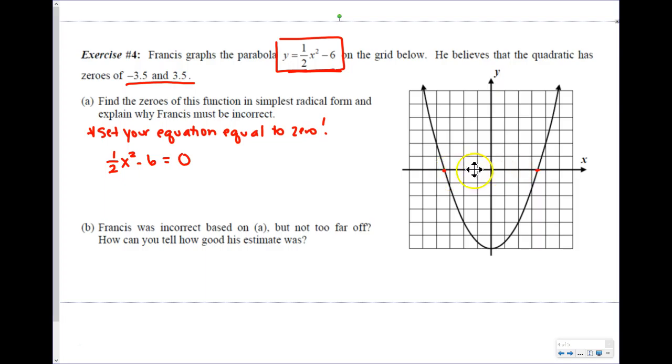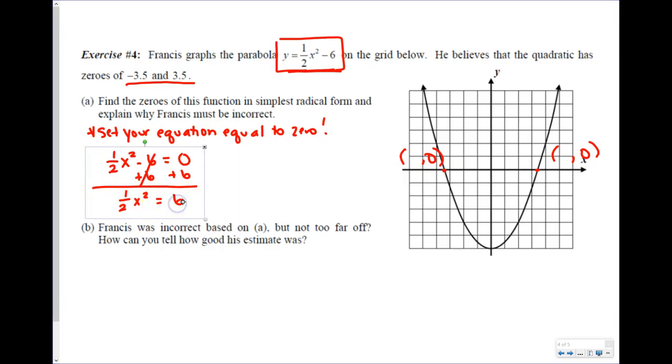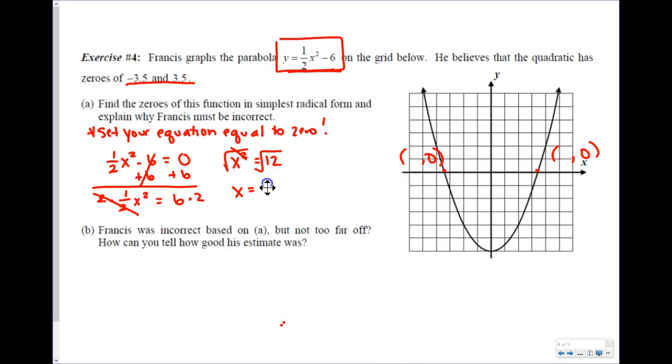Because what's the y-coordinate at these 2 points? It's something comma 0, right? This coordinate is something comma 0. So that's why we want this to be 0, so then we'll figure out what our x is. So I'm going to solve this: add 6 to both sides. I get 1/2 x squared equals 6. To undo this, I'm going to multiply by 2, because that will get rid of my 1/2. And I end up getting x squared equals 12. Now I have to undo this square, so I'll take the square root of both sides and get x equals plus or minus the square root of 12.